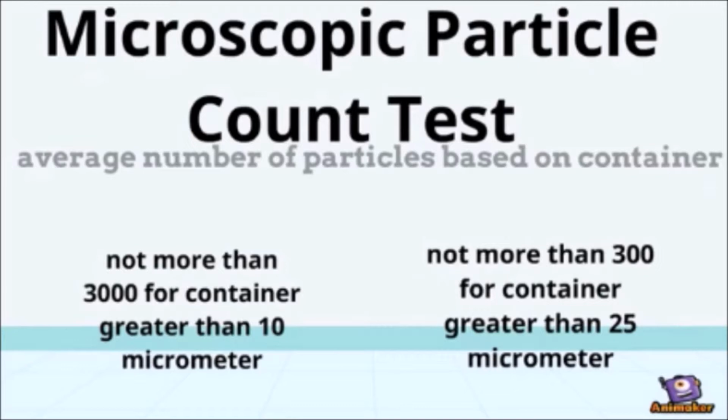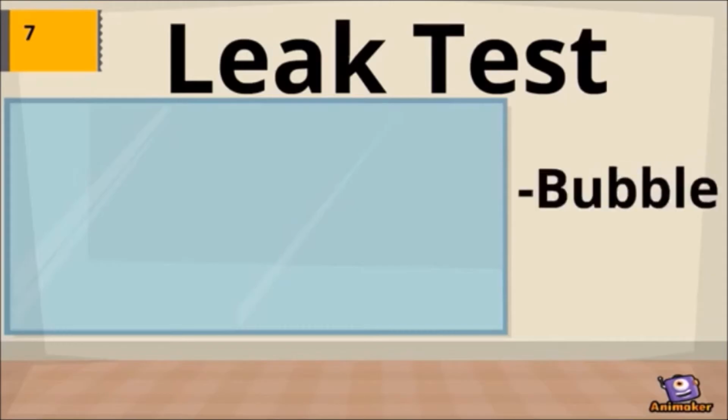The product complies with the test if the average number of particles in the emulsion does not exceed 3000 per container for size that is equal to or greater than 10 micrometer, and does not exceed 300 per container for size that is equal to or greater than 25 micrometer.